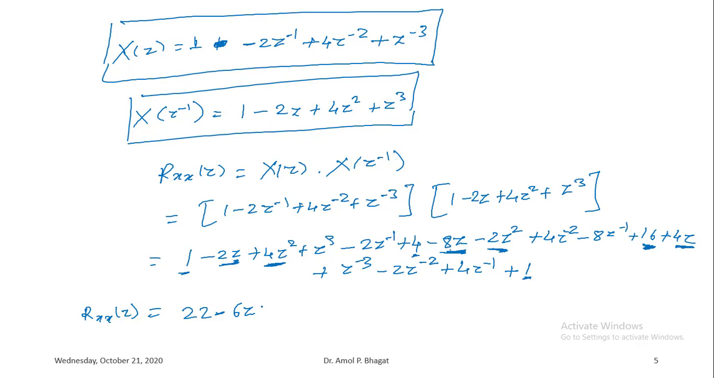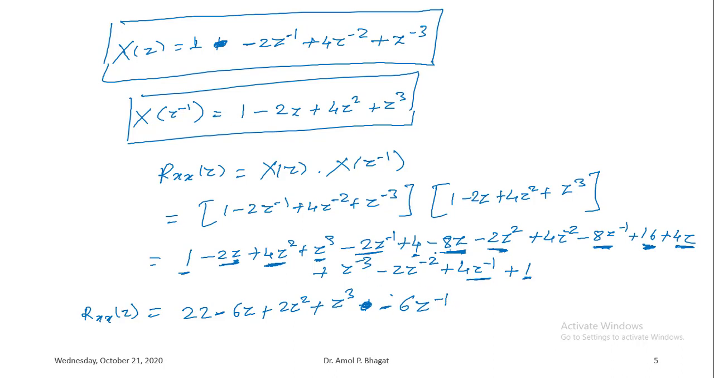Then there is nothing, so plus 2z square will be there. Then for z cube, there is no other term, so plus z cube will be there. Then for z inverse, it is minus 2z inverse, then minus 8z inverse, so it will be minus 10, then plus 4z inverse, so it will be minus 6z inverse, right?